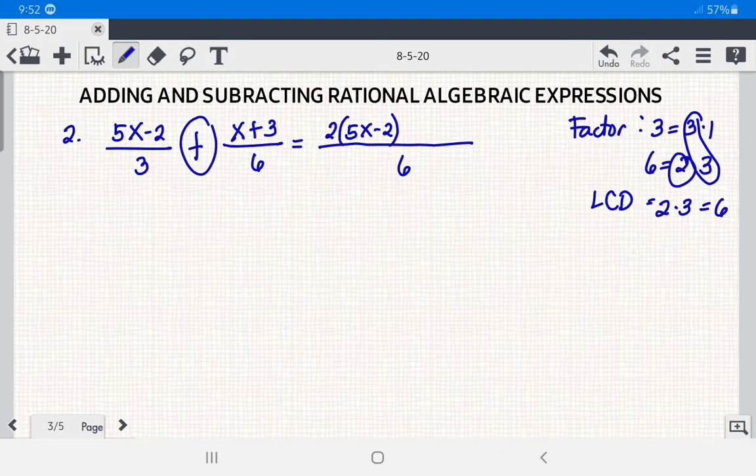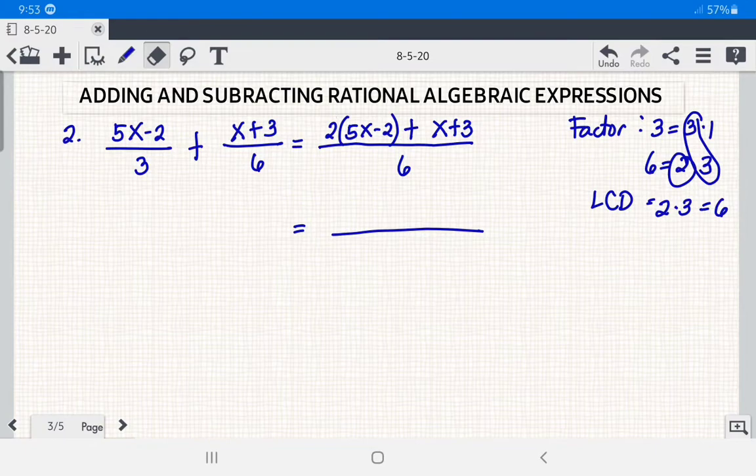Then, this one, plus 6 divided by 6 is 1 times x plus 3. So, we have x plus 3. Okay? The next, we have to simplify the numerator. We have 2 times 5x, so that is 10x, right? Then, 2 times 2, we have 4, so minus 4. Then, plus x plus 3 over 6.